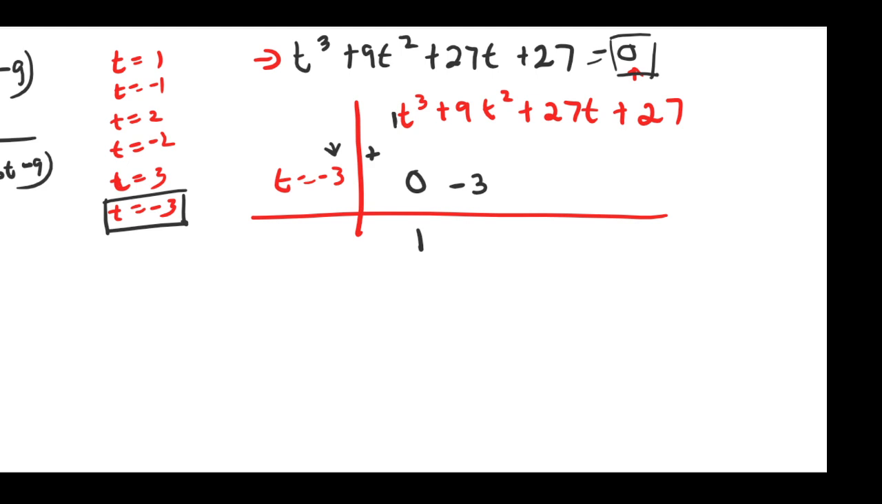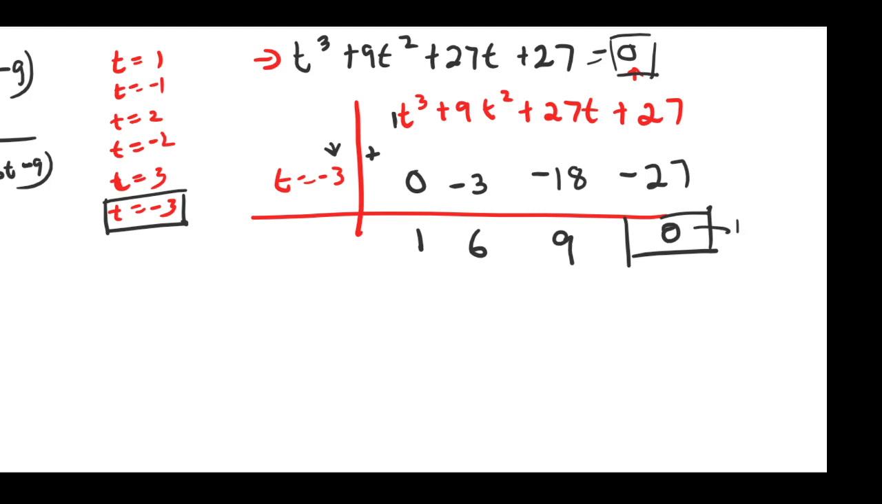And then do the same thing. 9 plus minus 3, excuse me, which is 6. 6 multiplied by minus 3 is minus 18, right? And then 27 plus minus 18 should give you 9. 9 multiplied by minus 3 should give you minus 27. So your remainder should always be equal to 0.